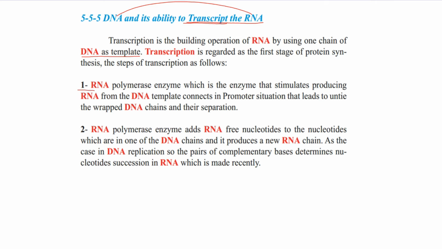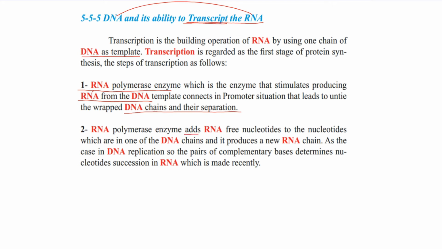First, RNA polymerase enzyme. As you remember, for building new DNA we call it DNA polymerase enzyme. For transcription of RNA it is RNA polymerase enzyme, which is the enzyme that stimulates producing RNA from DNA template. It connects with the promoter, which leads to the unwinding of the DNA chains and their separation. So the RNA polymerase enzyme connects to a piece of DNA, then from that point the two chains of DNA start to separate from one another to build RNA.